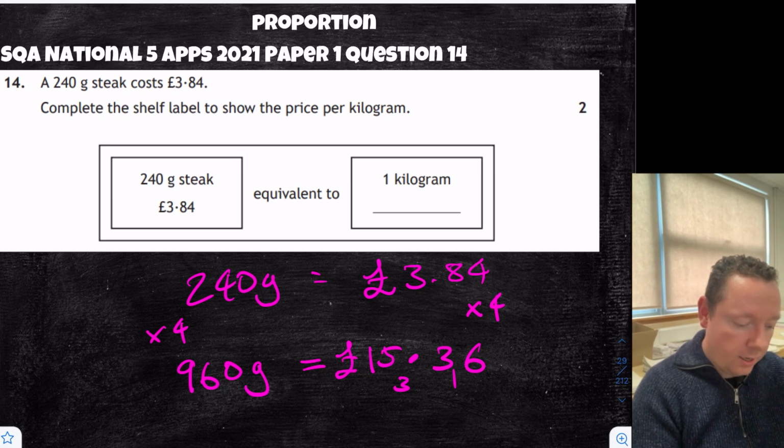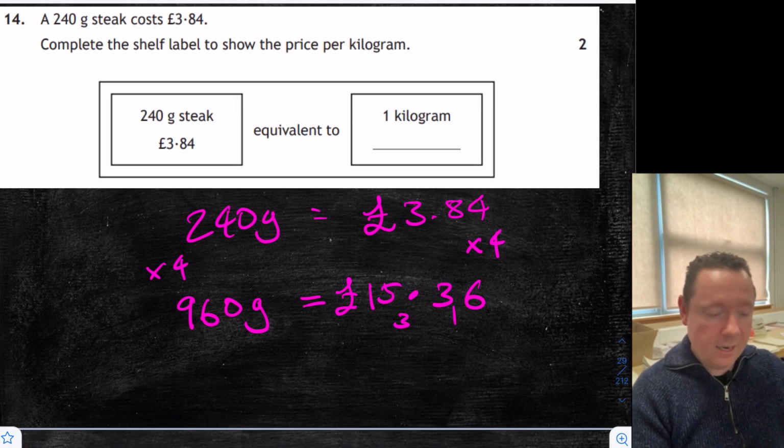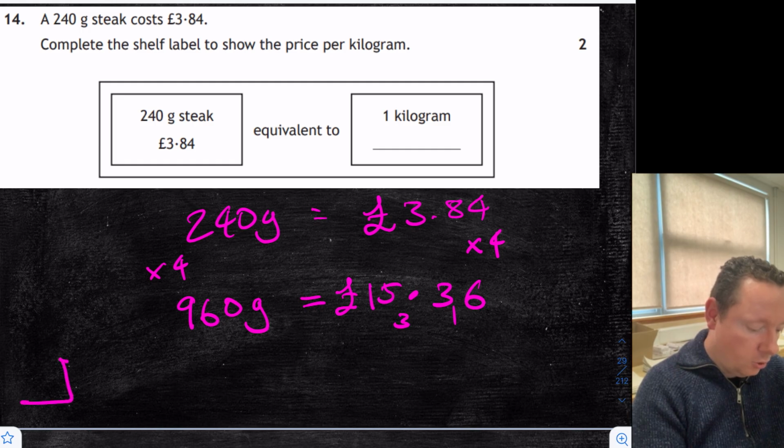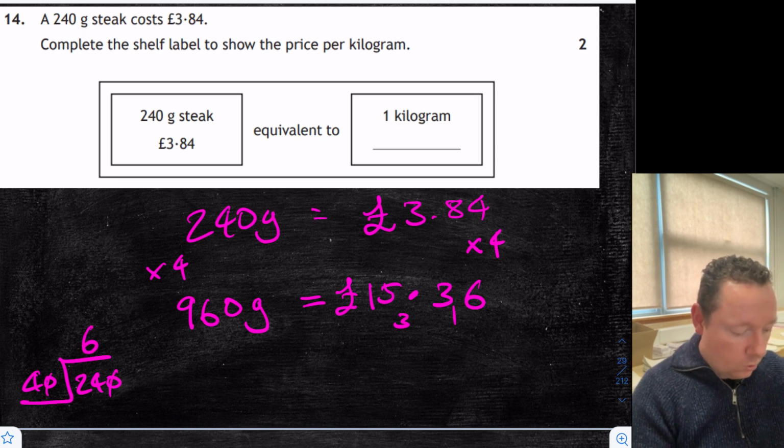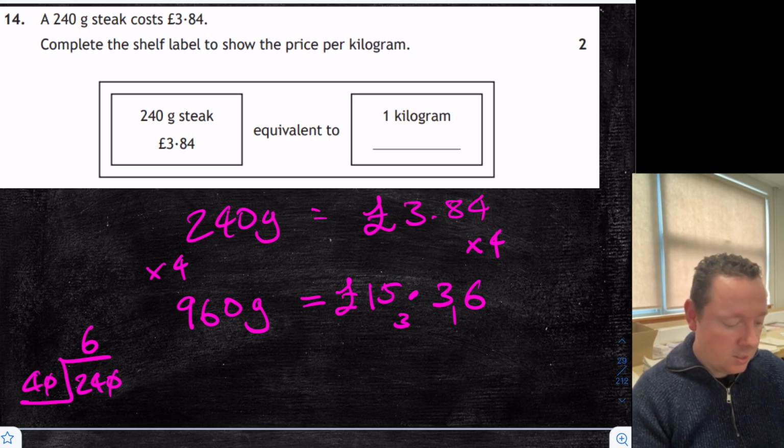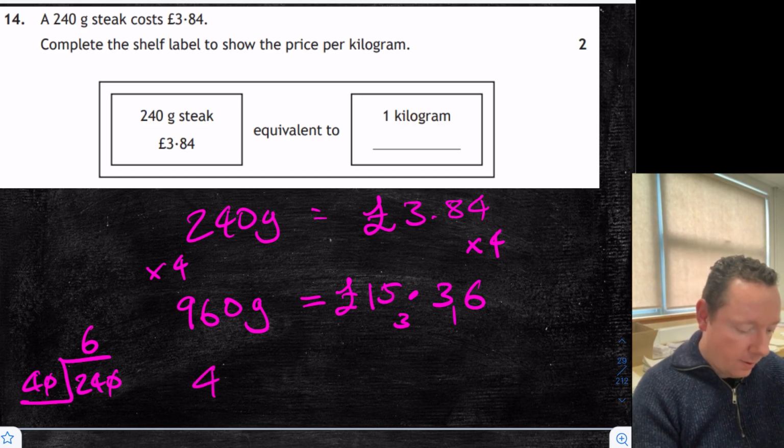But I'm short by 40 grams. So I need to know the price of 40 grams. Well, if I do 240 divided by 40 grams, that's knocking the zeros off, gives me 6. 40 goes into 240 6 times. So that means I can know that 40 grams is also equal to £3.84 divided by 6.